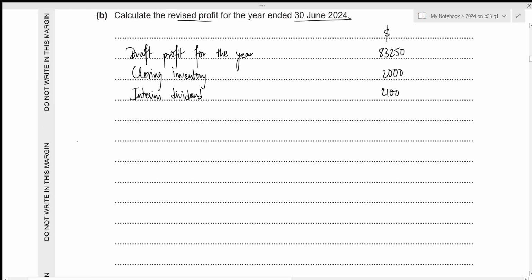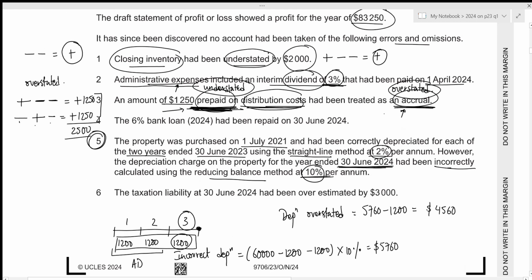Let's write it down. So this is for the distribution cost. We're adding the amount of 2500. That's all for the third one. Now for the fourth one, the 6% bank loan 2024 had been repaid on 30 June 2024. So this repayment of the bank loan will have no impact within our profit for the year. So we can just ignore this information for now.